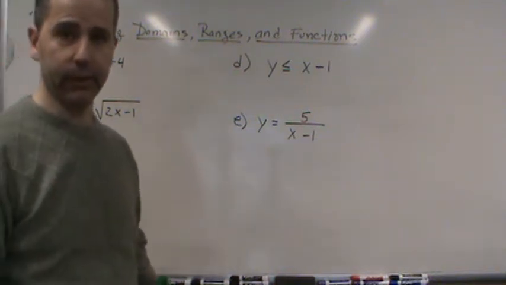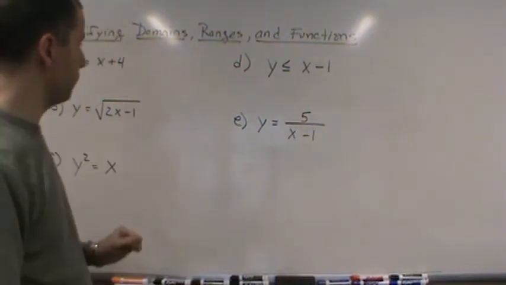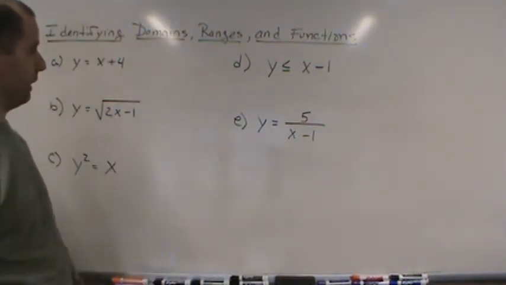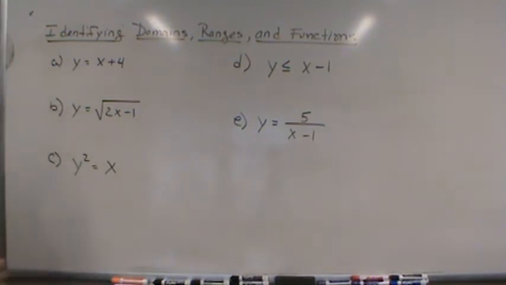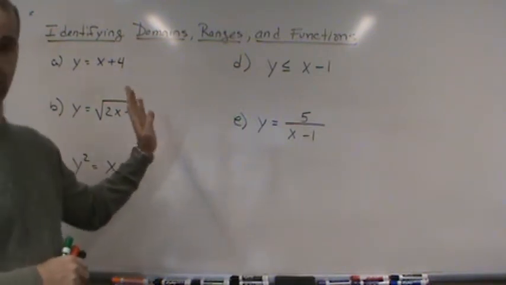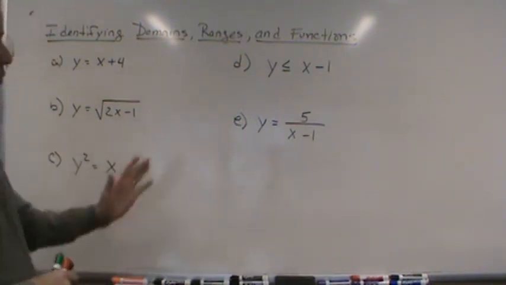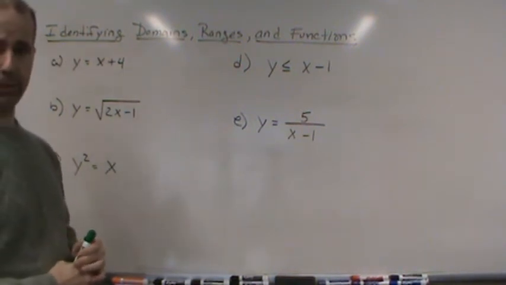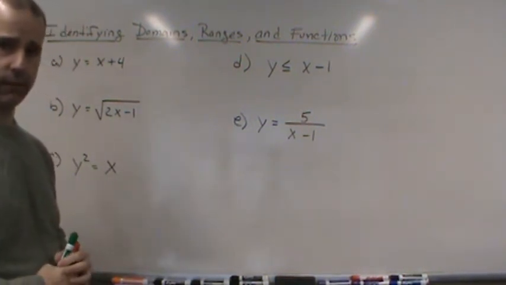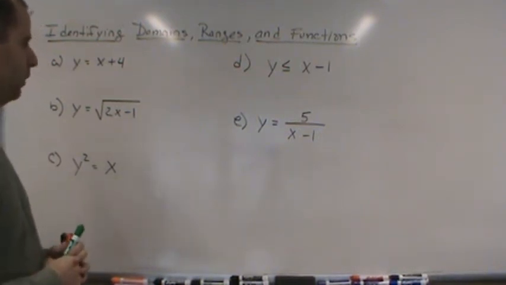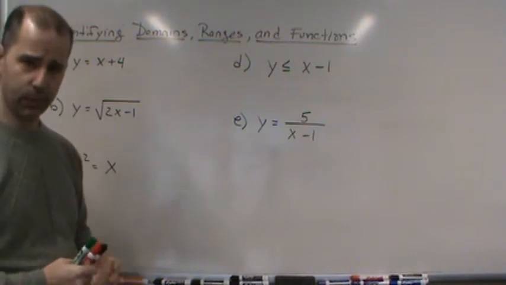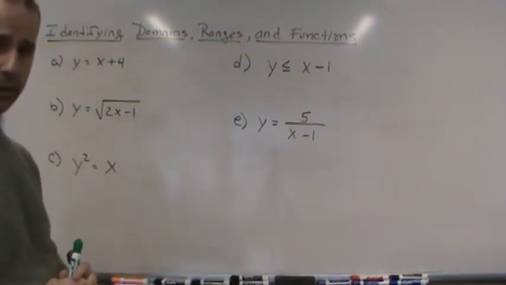Okay, welcome back. Today we're going to talk about a few examples of identifying domains, ranges, and whether these are functions or not. We're going to look at algebraic expressions, which we can also call rules. Algebraic expressions can be looked at as rules that define the relationship between x and y, the independent variable and the dependent variable. But not all algebraic expressions like these are functions, okay?